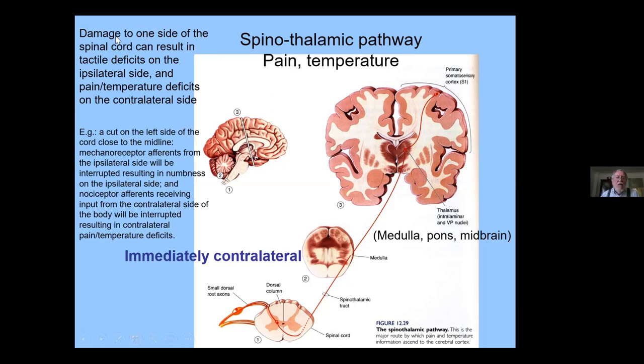So now let's imagine that we have damage on one side of the spinal cord. Let's say it's very extensive damage that happens all the way around the spinal cord, but only on one side. You will have tactile deficits on the ipsilateral side. Why? Because you damaged that dorsal column. But you will have pain and temperature deficits on the contralateral side, because what did you damage? The anterior and lateral spinothalamic tracts. So all of a sudden, where you are and where the trajectory of your pathway is going to have very powerful functional significance.